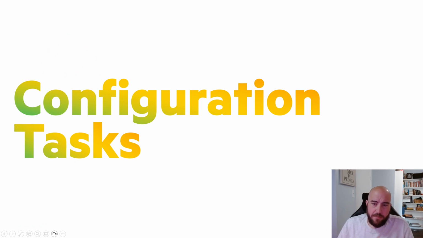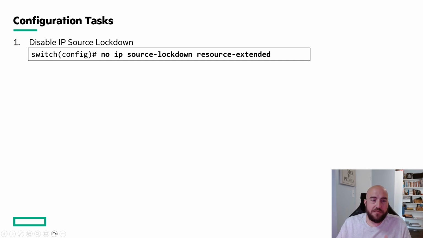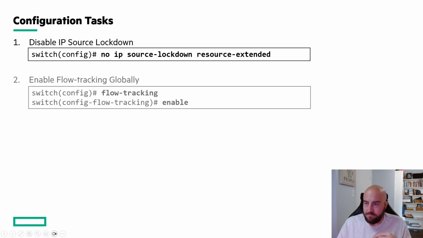So now that we've covered the basics, let's dig into the order of operations and how we actually get this set up and running. I like practical things, so let's look at that. First, if you're using an Aruba CX 6400 version 2 switch, ensure that you've set the profile to default to version 2. As I said, for my demo, I'll be using the 6300, so this step won't be done and won't be necessary. First thing you want to do is free up those resources of the IP flow table with the no IP source lockdown resource extended.